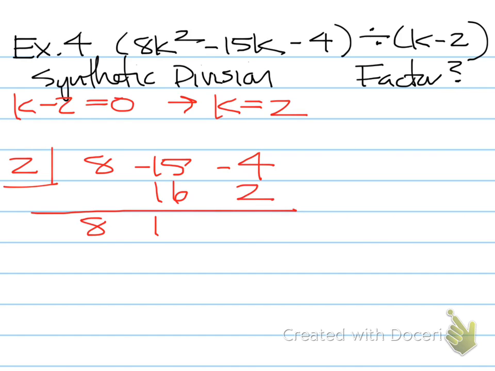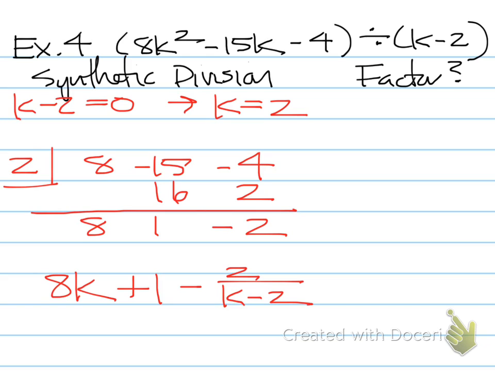1 times 2 is 2. Add negative 4 and 2, and we get negative 2. That's our remainder. So now we just need to add the variables onto those coefficients. The first coefficient should be 1 degree less than the first term in the dividend. So that 8 in our quotient should have a k next to it. And then the 1 is just our constant. 8k plus 1, and then our remainder is minus 2 over k minus 2, our divisor.